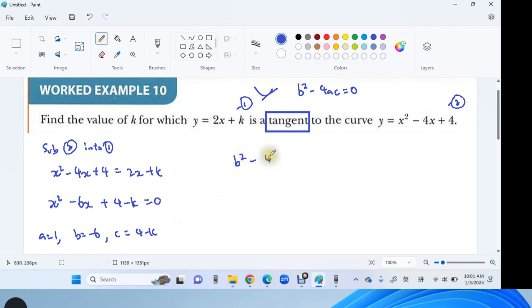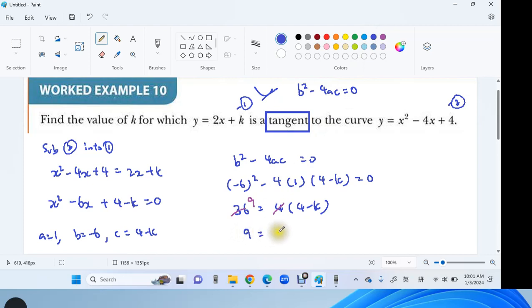So b squared minus 4ac equals 0: negative 6 squared minus 4 times 1 times 4 minus k equals 0. Moving 36 to the other side, we have 36 equals 4 times 4 minus k. Dividing both sides by 4, we have 9 equals 4 minus k. Then k equals 4 minus 9, so k equals negative 5.